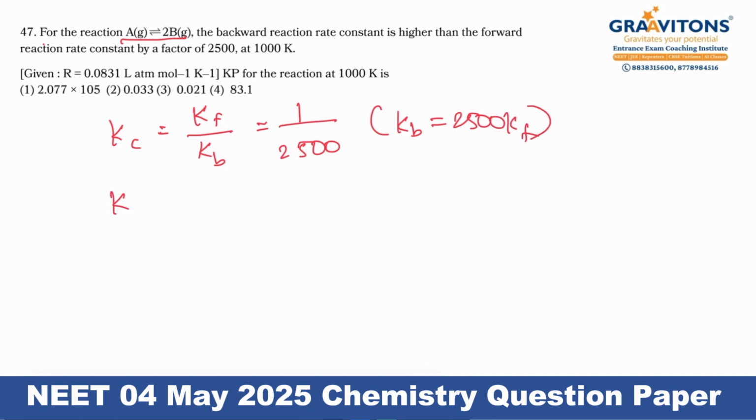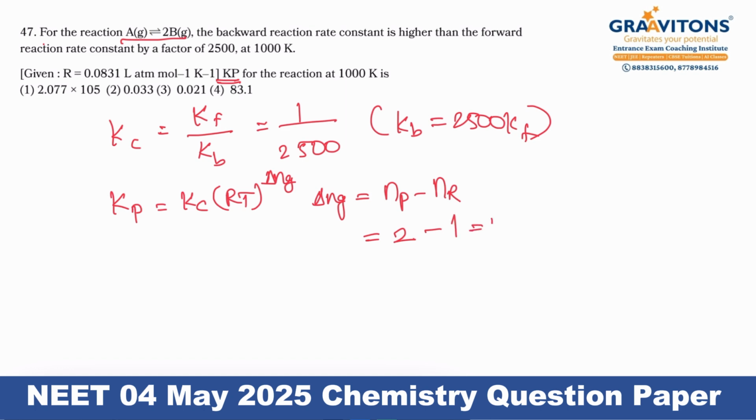So what is the relation that connects Kp and Kc? Kp is equal to Kc into RT power delta Ng. Now how do we calculate delta Ng? It is the number of moles in product minus the number of moles in reactant. The number of moles in product here is 2, and in the reactant it is 1. So delta Ng is going to be 1.